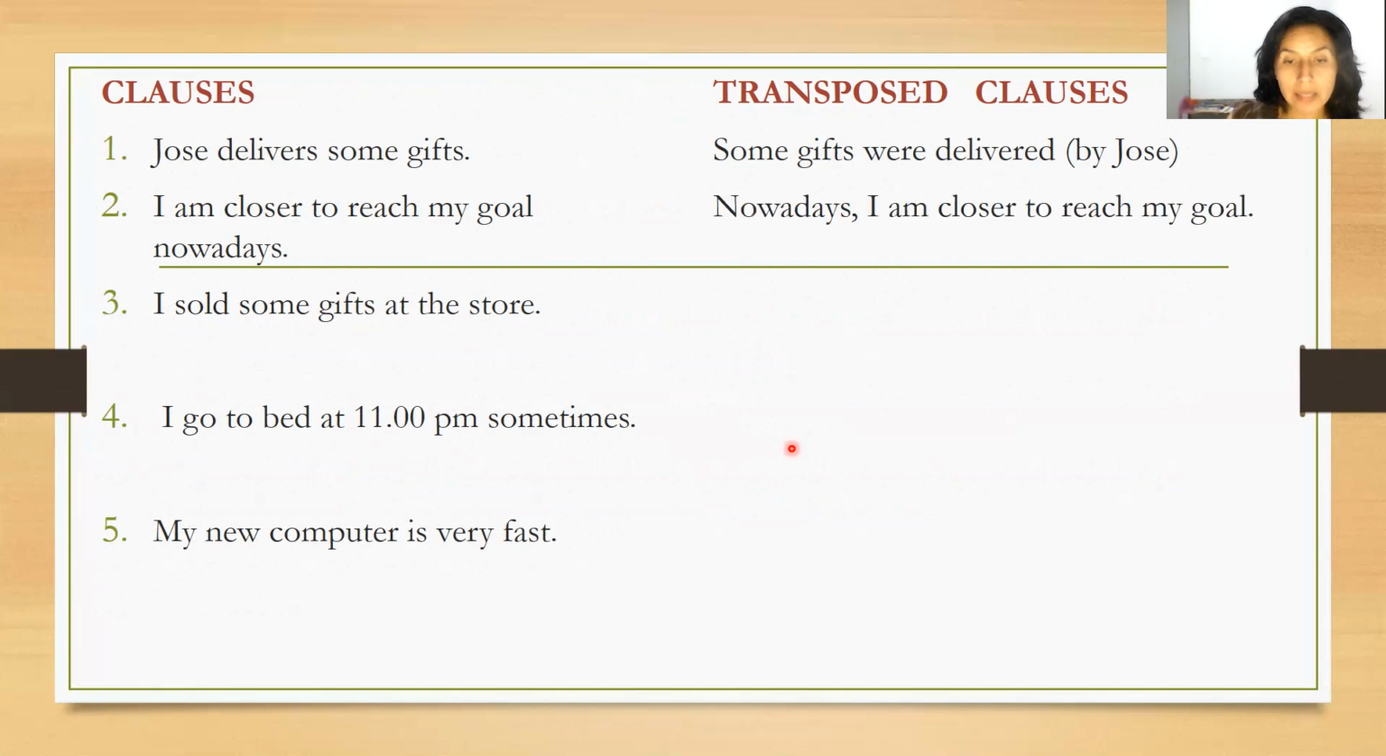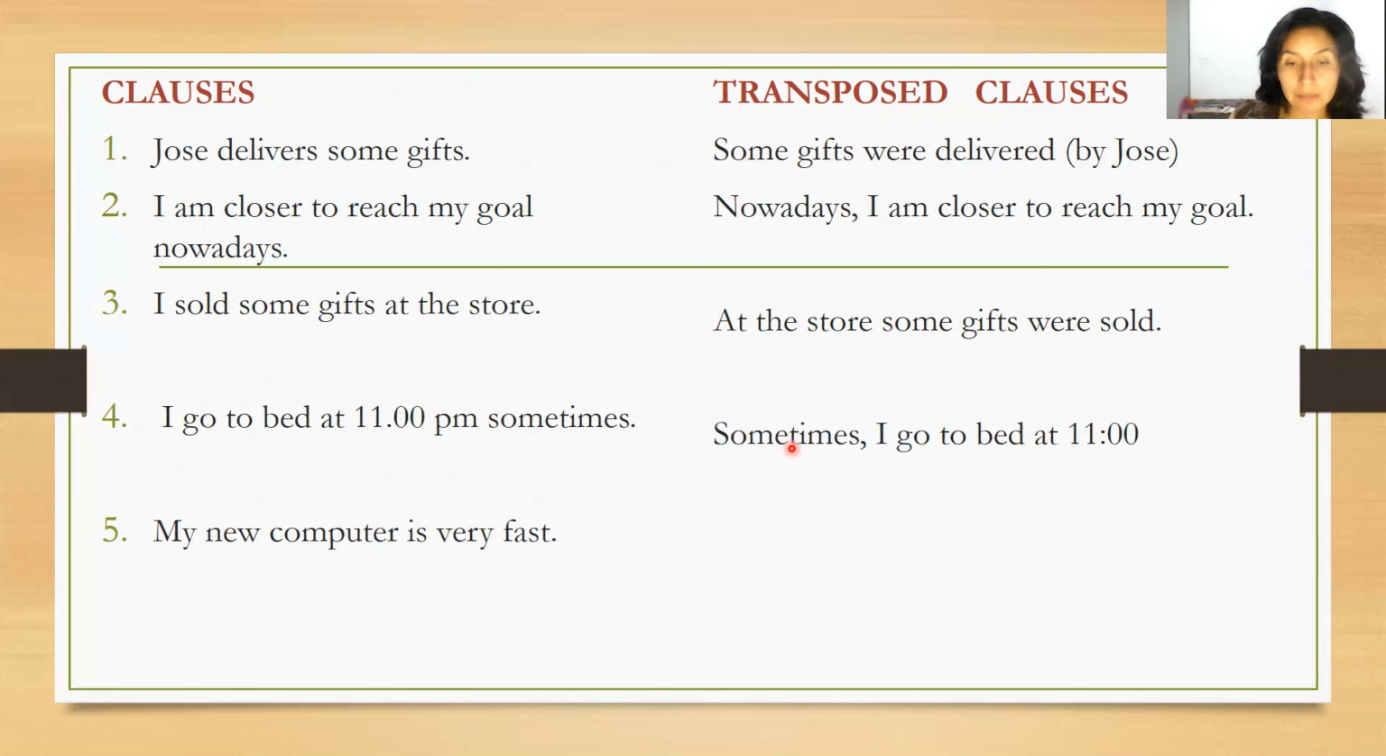Next, nowadays, I'm closer to reaching my goal. Transposition applies to phrases without a preposition. In that example, I transpose the adverb nowadays to the front of the clause. Another example, at a store, some gifts were sold. Also, some prepositions can be moved to the beginning of the sentence, and this makes sense.